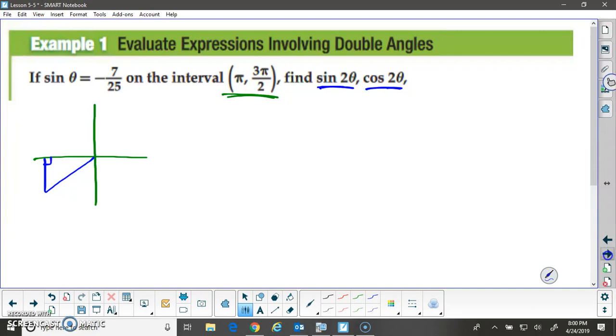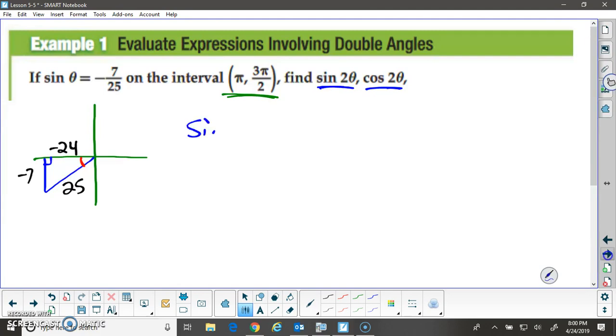There's my reference triangle. And since the sine is negative 7/25, because my reference angle is right here, I'm going to put a negative 7 on the opposite and a 25 on the hypotenuse. If we use the Pythagorean theorem to come up with the adjacent side, we'd find out that it's 24. I'm going to make it negative because it's going in the left direction.